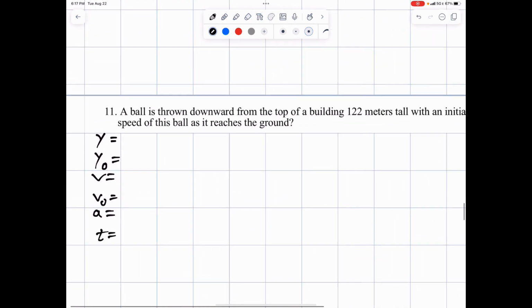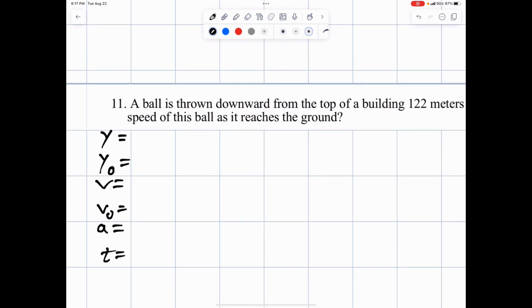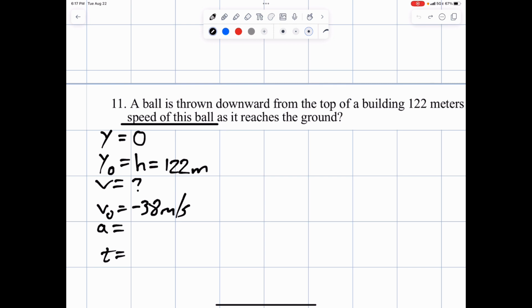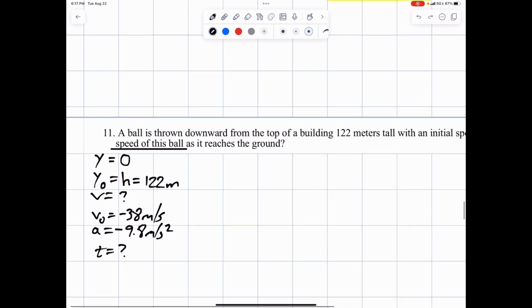So let's figure out what's going on here. We're going to let y naught be the height of the building, which is 122 meters tall, and 0 be the ground. We don't know the speed. That's actually what we're looking for. V naught is negative 38 meters per second, again, because it's being thrown downward, not upward. A is negative 9.8 meters per second squared, and time I do not know. So I'm looking at an equation that involves those variables, and I think number 10 will do just fine.